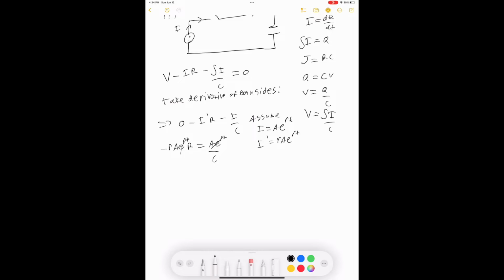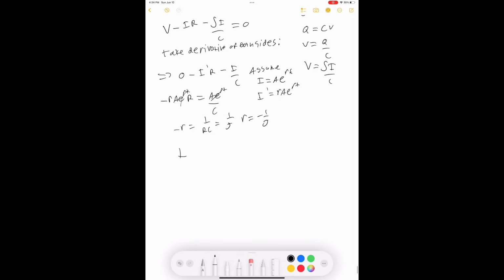We can cancel out those Ae^(rt)s, and we'll get that the little r, which is what we're trying to find, right? The big R is equal to the resistance of the circuit, but our little r is equal to negative 1 over RC, and RC is actually equal to tau, which is known as the time constant.